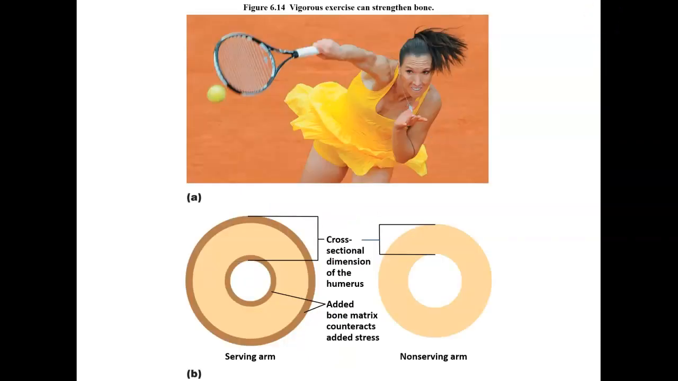Here's somebody who plays tennis. If you look at their serving arm, notice how that bone is a lot thicker. It's going to have that added bone matrix that you see on the outer and inner portions. Whereas if it's a non-serving arm or their non-dominant arm, it's not going to have that.